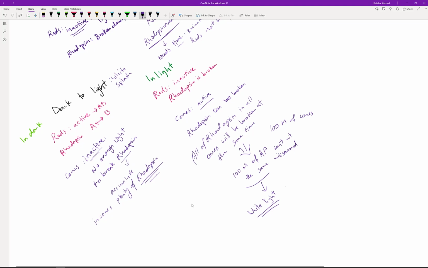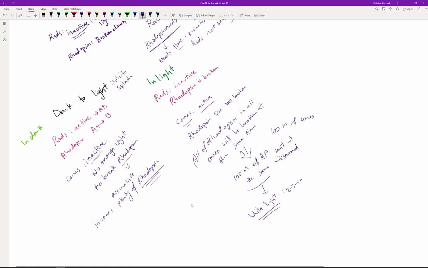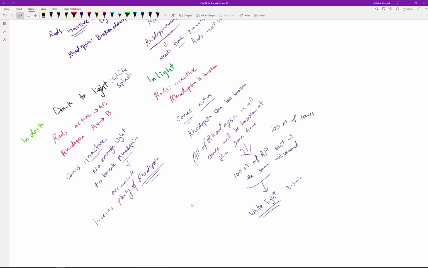And this again, it will take a few minutes, maybe 2 to 3 minutes, to get those cones working at the regular speed. It means breaking and regenerating rhodopsin, and therefore continuing with the action potential. Okay, so that's what explains the accommodation from dark to light and light to dark, and explains what we see each time we do that.